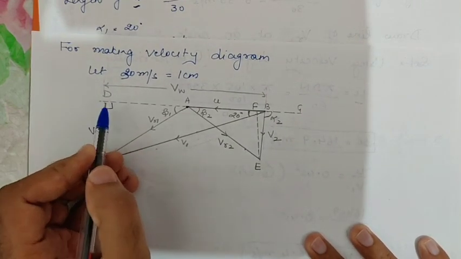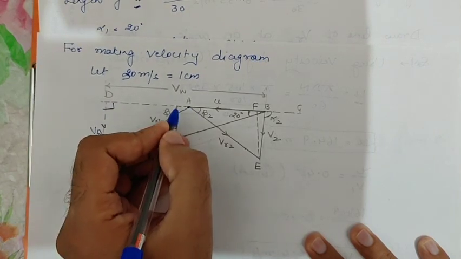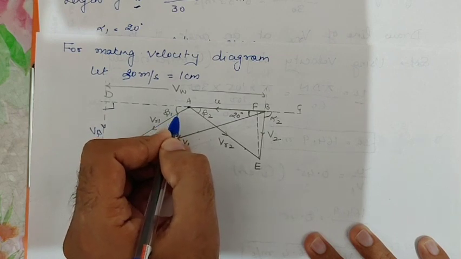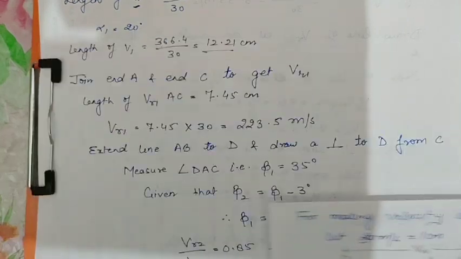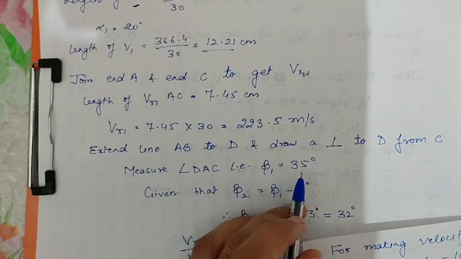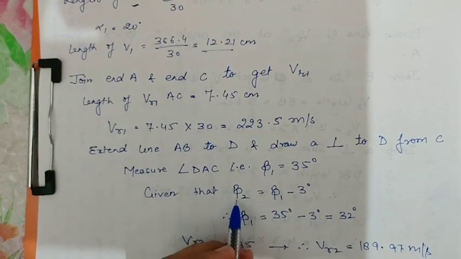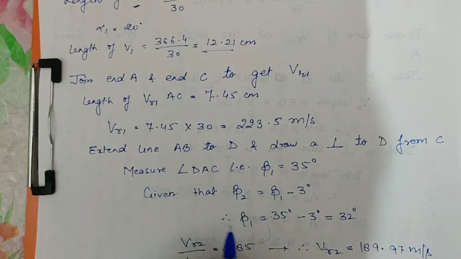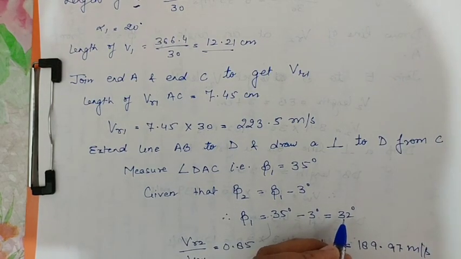So you can see that this is D, this is A, and this is C. So this angle beta 1 is the inlet blade angle. Measure it with the help of a protractor, and it will come to around 35 degrees. It is given in the question that beta 2 equals beta 1 minus 3 degrees. So what is the value of beta 2? Beta 2 equals 35 degrees minus 3 degrees, which equals 32 degrees.